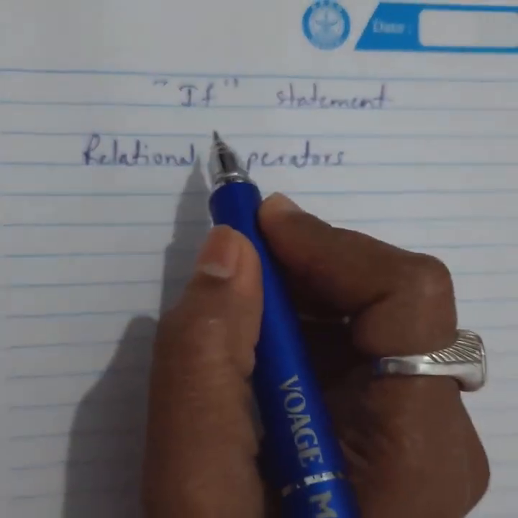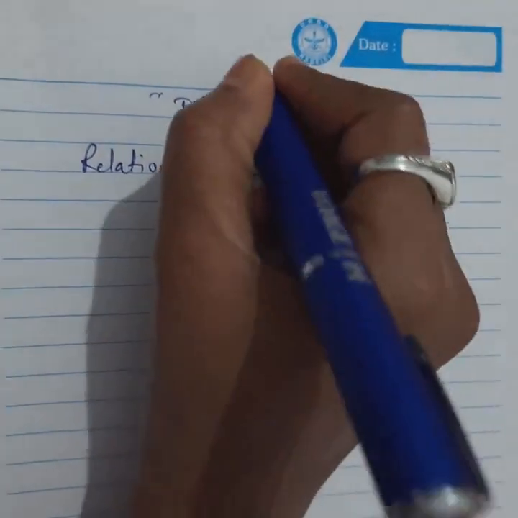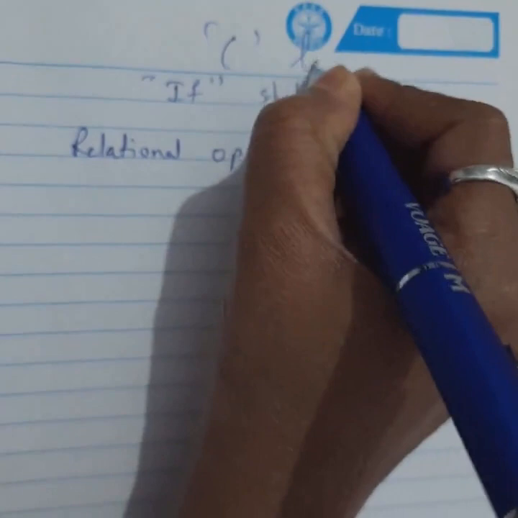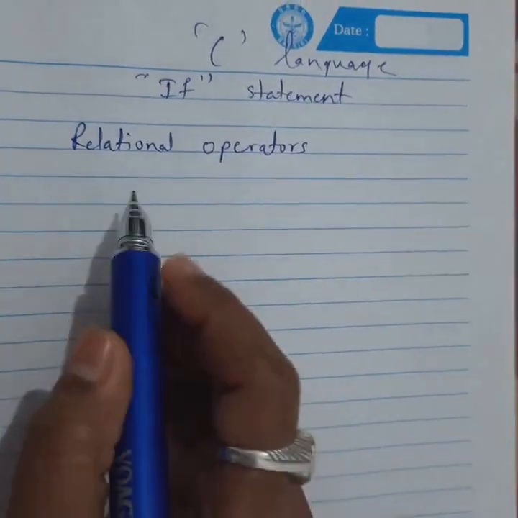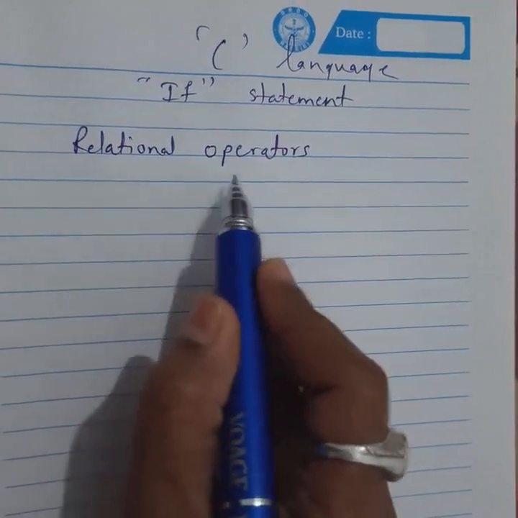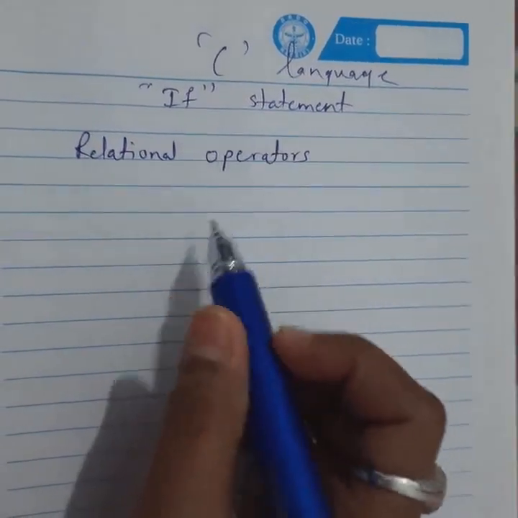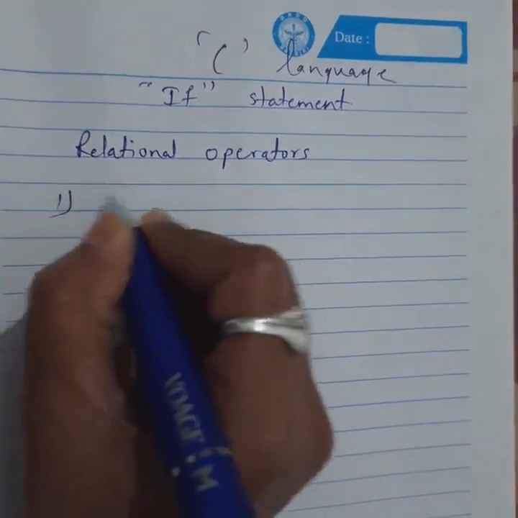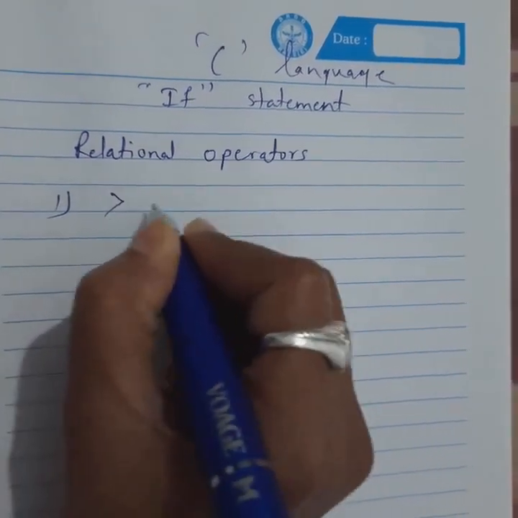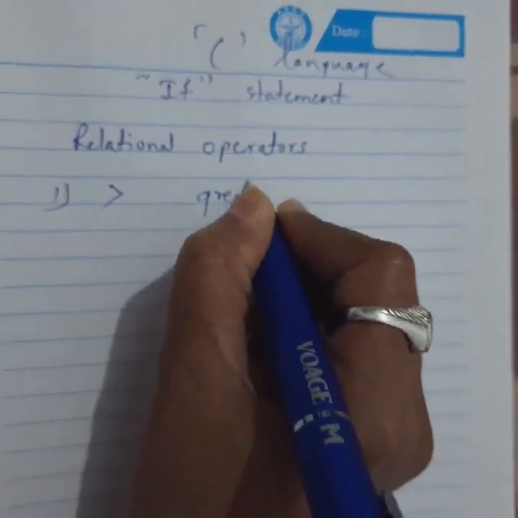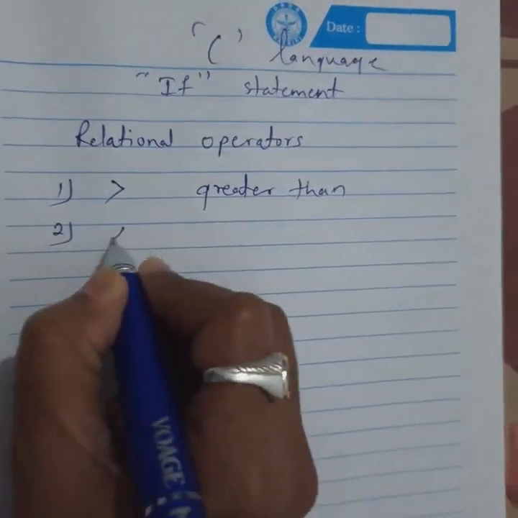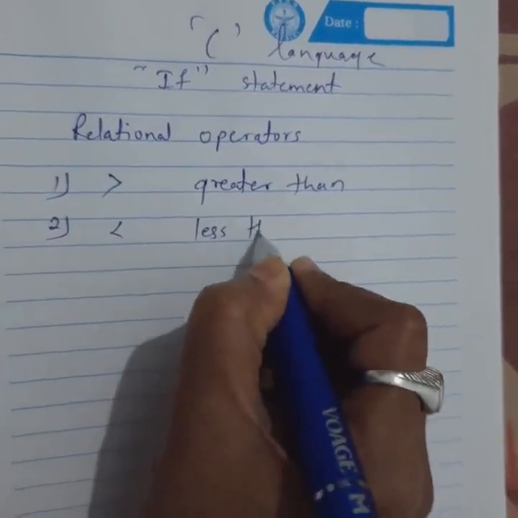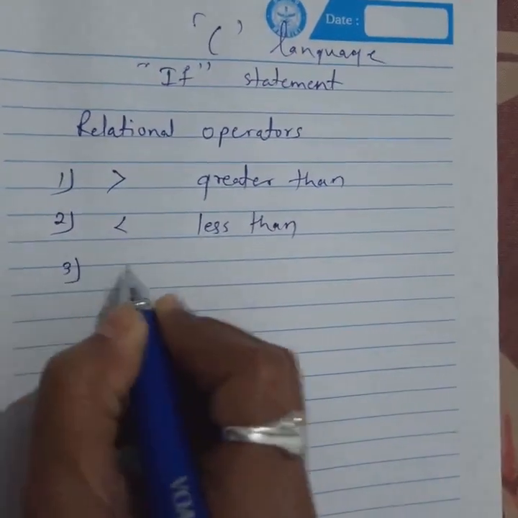Today I start a new topic, the if statement of the C programming language. After that, I will tell you some relational operators that are used in the if statement. First is greater than. You know this operator. Second is less than. After that, greater than or equal to.